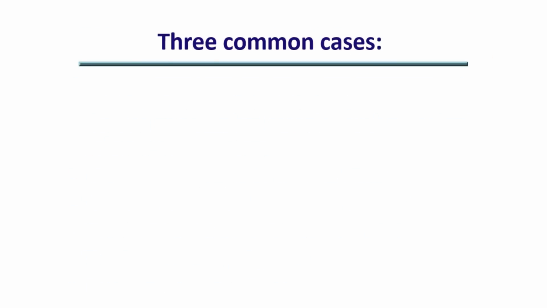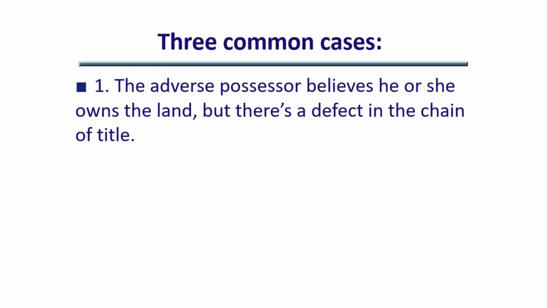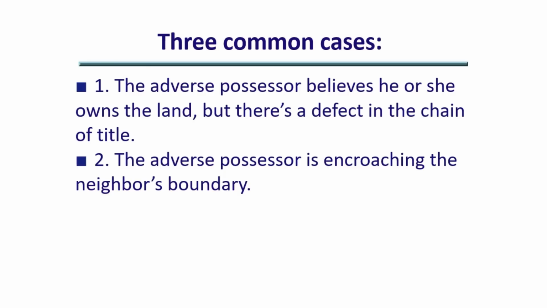Now, there are three common situations where adverse possession arises, and we're going to look at an example of each of these, but first, let's list them. The first one is the case in which the adverse possessor believes that he or she owns the land, they bought it, they paid for it, but it turns out there's a defect in their chain of title. The second situation is where the adverse possessor is encroaching on the neighbor's boundary by building a fence or a wall or a building over on the other side of the line where they don't own the land.